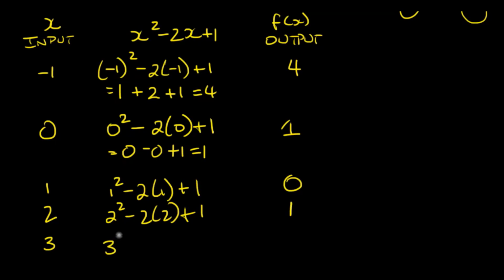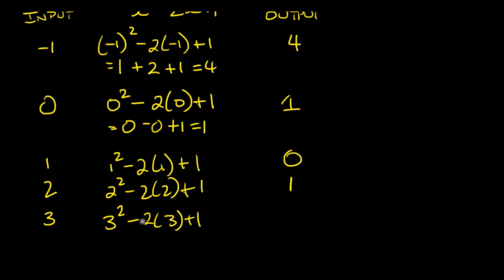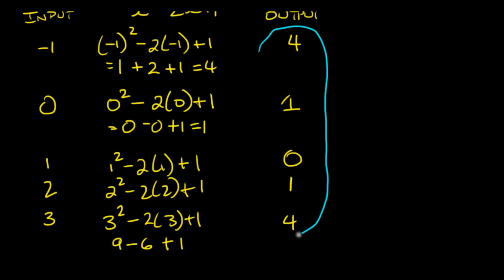And then lastly, 3 squared minus 2 times 3 plus 1. Let me bring this down a little bit. That just means I'd have 3 squared, which is 9. 9 minus 6 plus 1. That's 3 plus 1, so that would be 4. So these are my output values. All of these over here are my output values for f of x.